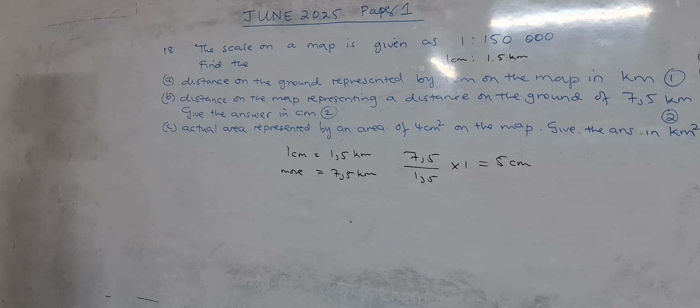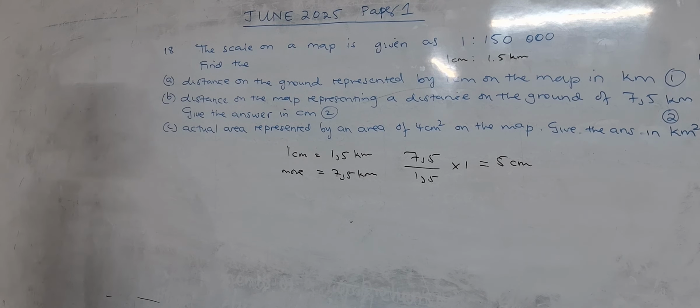Let's move on to question C. The actual area represented by an area of 4 square centimeters on the map. Give the answer in square kilometers. C.